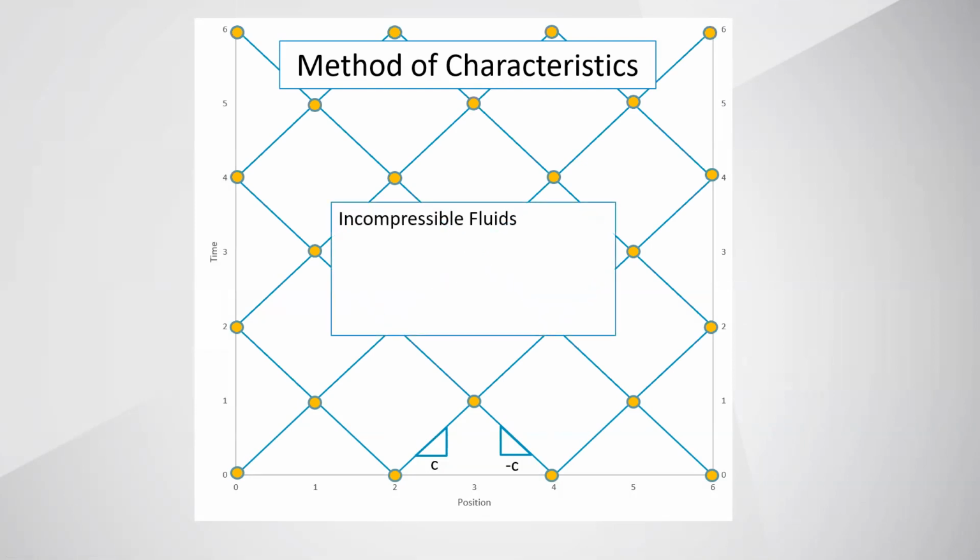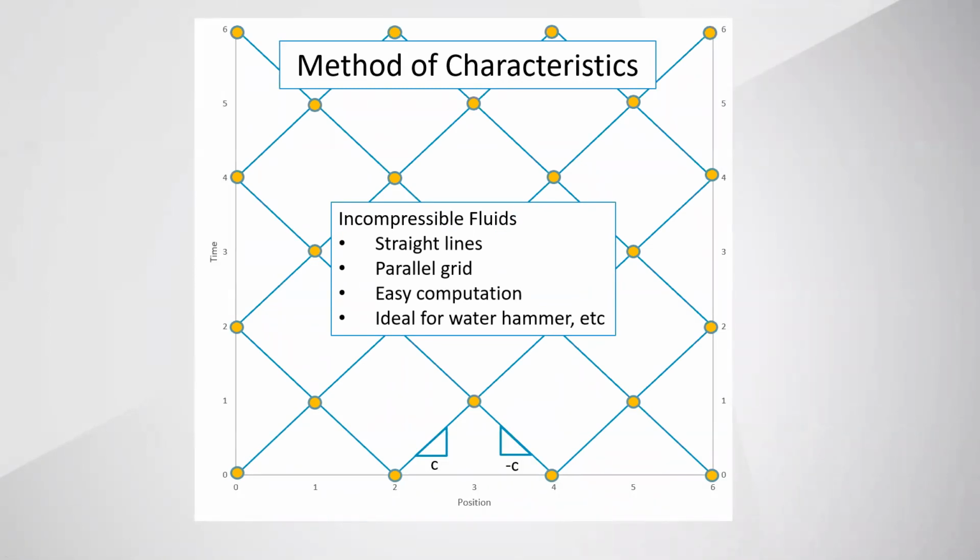For incompressible fluids, these lines are called characteristics, hence the name. They're straight lines, usually forming a parallel grid. It means that it's really easy to compute in a computer program, and it's ideal for systems with incompressible fluids, like water hammer and so on.